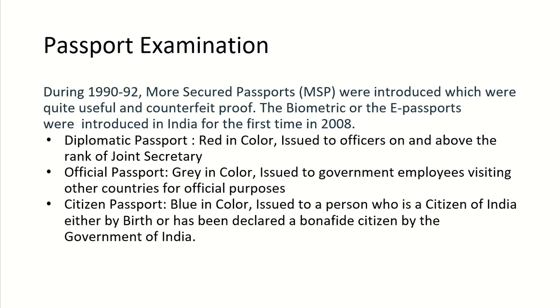Passport examination. In 1990 to 1992, more secured passports or MSPs were introduced. The biometric or e-passports were introduced in India in 2008. Diplomatic passport is red in color and it is issued to the officers on and above the rank of Joint Secretary. Official passport is grey in color. It is issued to government employees visiting other countries for official purposes. Citizen passport is blue in color. It is issued to the citizens of India.